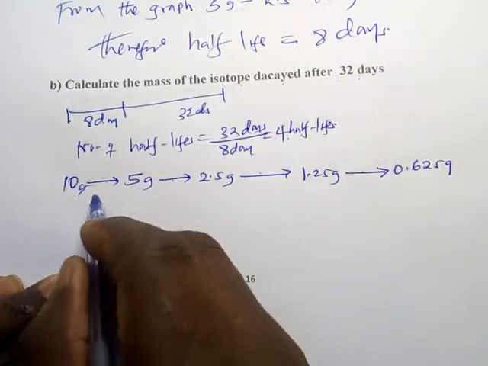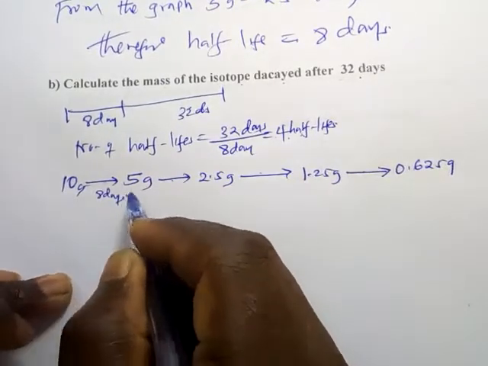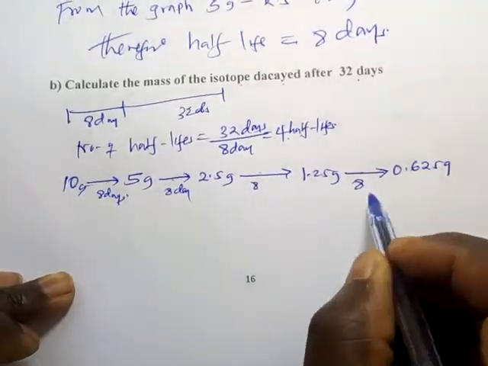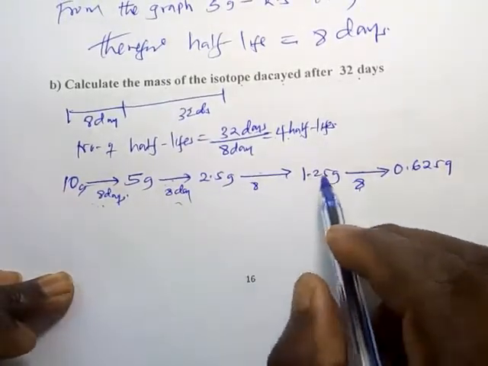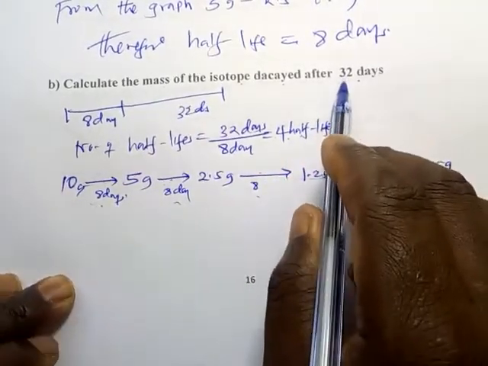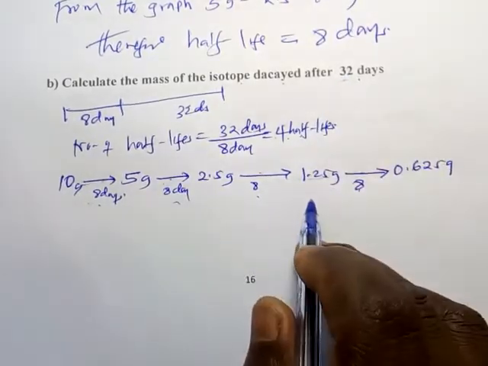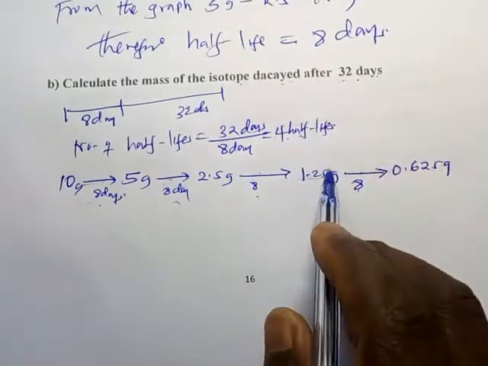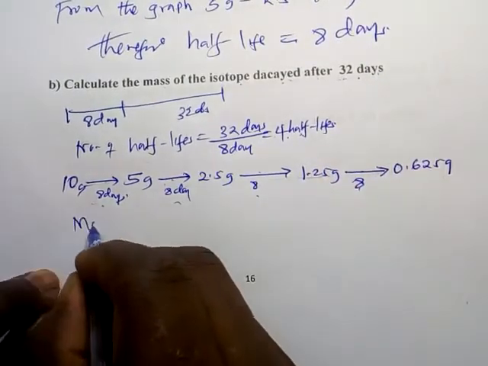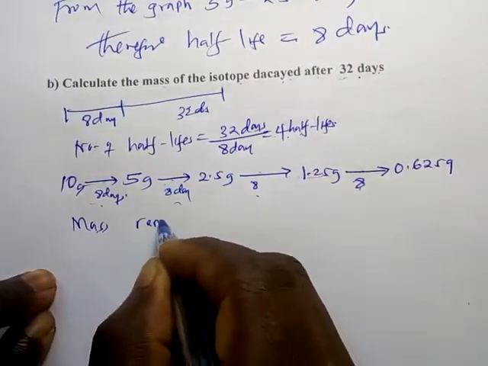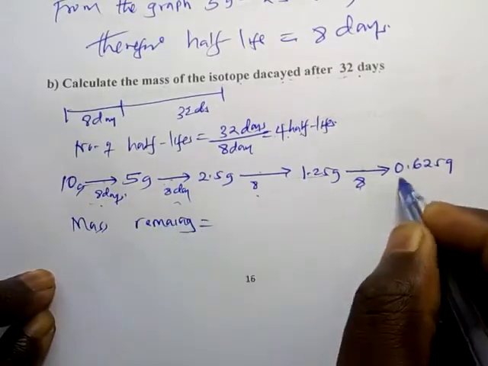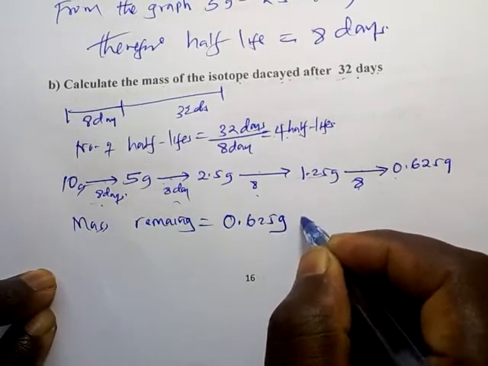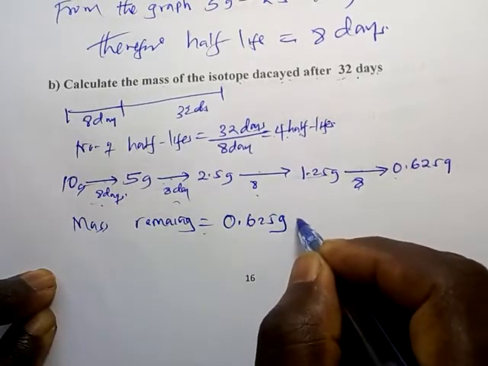So if this from here is 8 days, this one is 8 days, 8, 8. So 1, 2, 3, 4. The total should be 32 days. You should know that. Now the question is, calculate the mass of an isotope decayed after this. So you can see the mass remaining equal to 0.625 grams after 32 days. This is what will remain.